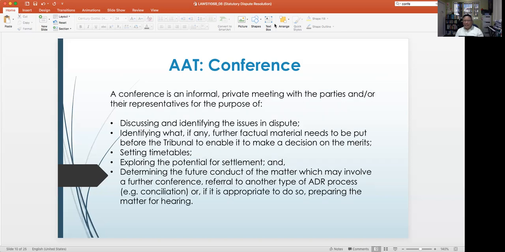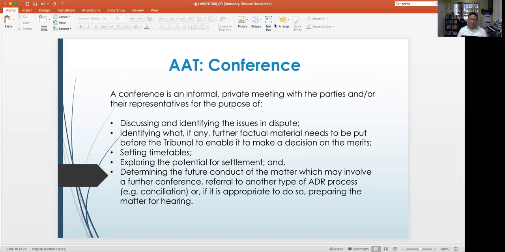Now, what is the conference at the AAT? The conference is an informal private meeting with a party, so that both parties have to be there and/or their representatives for the purpose of discussing and identifying the issues in dispute, identifying what, if any, further factual material needs to be put before the tribunal to enable it to make a decision on the merits, setting timetables, exploring the potential for settlement, and determining the future conduct of the matter, which may involve a further conference, referral to another type of ADR process, and so on.